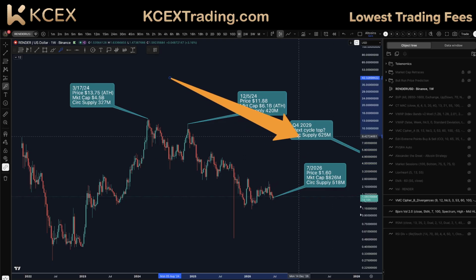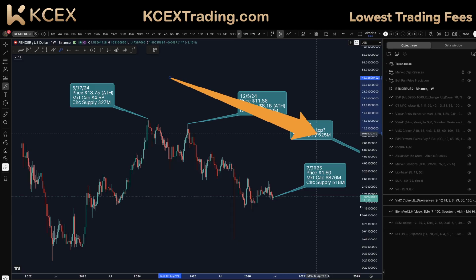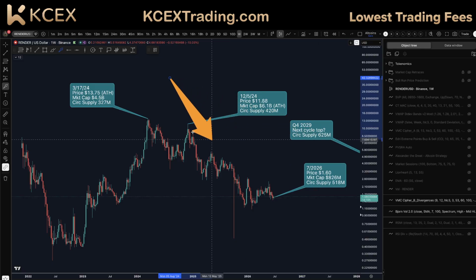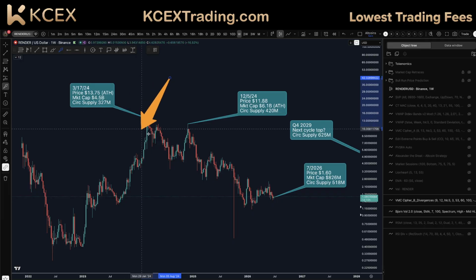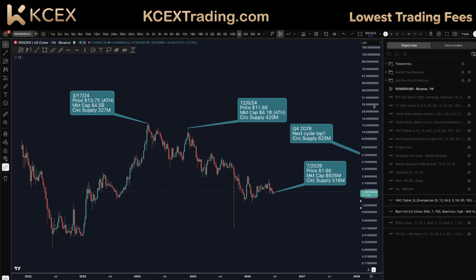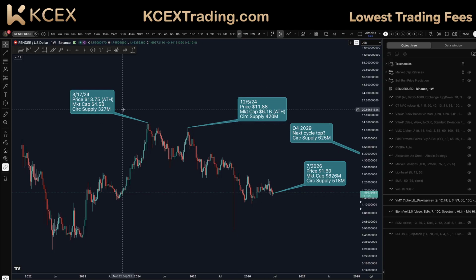In the next cycle, you're going to have about 625 million coins on the market. So almost double what you had at the top up here added to your circulating supply. So that means Render's going to have to work twice as hard just to get back to all-time high. I'm not saying it can't be done. I'm just telling you the mathematical fact. You're almost doubling your circulating supply. So to reach a price all-time high, you're going to have to double your market cap. You're going to have to do a $9 billion market cap.